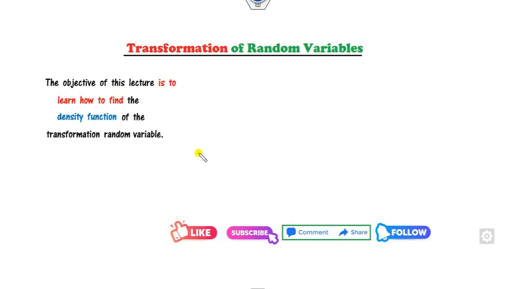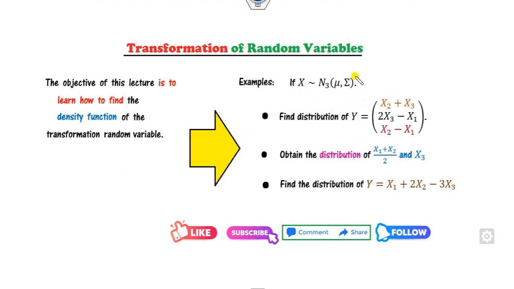So the objective of this lecture is we will see how you can find the density function of the transformed random variable. What is the meaning of that? That means if you have a random variable x which is a multivariate normal distribution, then how you can find the distribution of this transformation, that is a new variable y. So you can see this is the transformation.